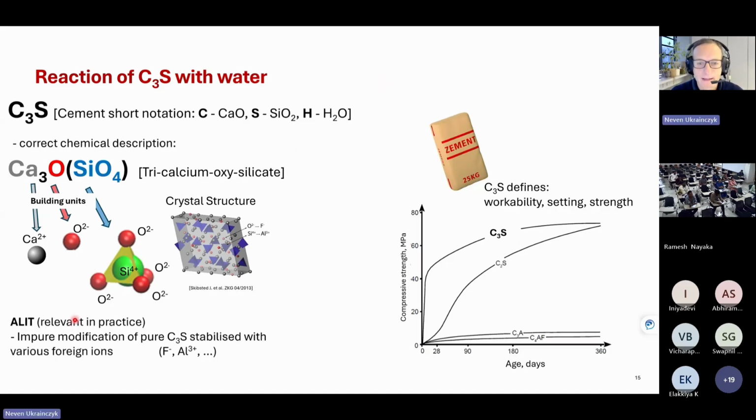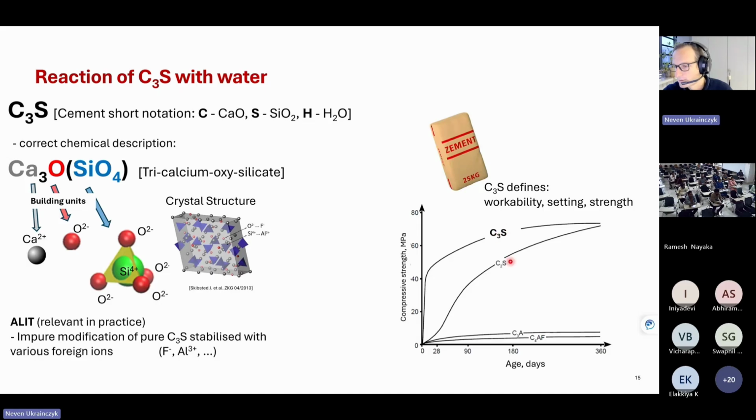So alite is the impure modification of C3S. This alite is not a pure mineral. It has impurities, and they are important to stabilize the formation of alite during the clinkering process. Otherwise, we would get other clinker minerals during the burning process. The foreign ions are also important for the reactivity and for the stabilization, so that we can create more of the C3S at lower temperatures.